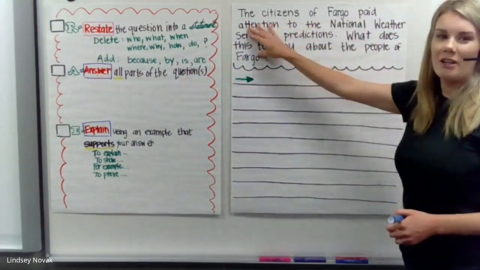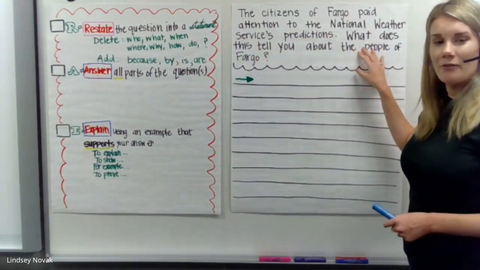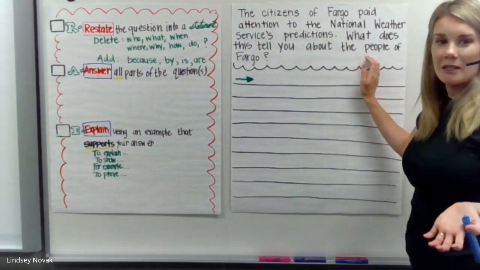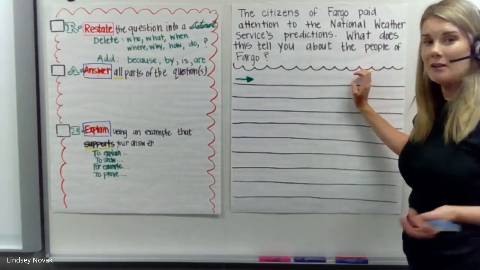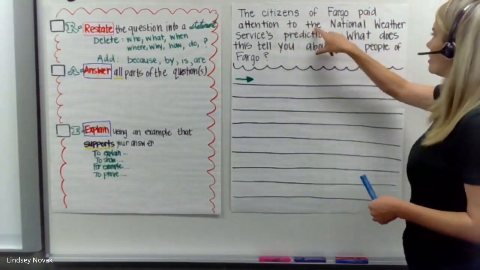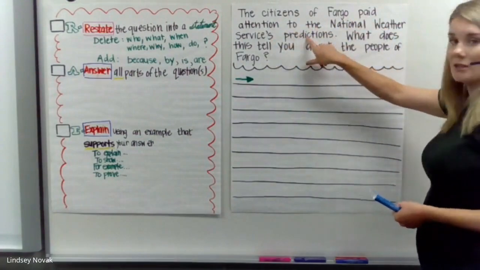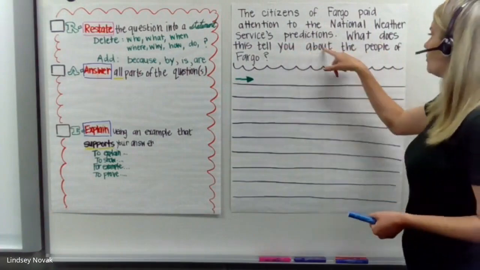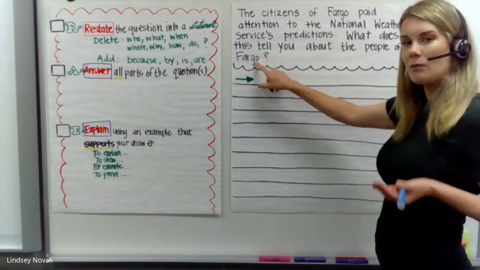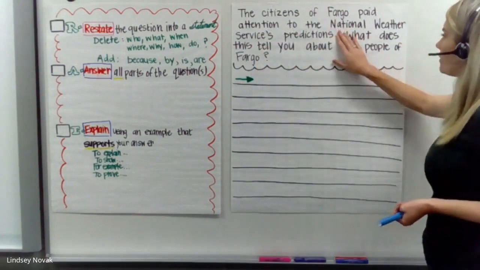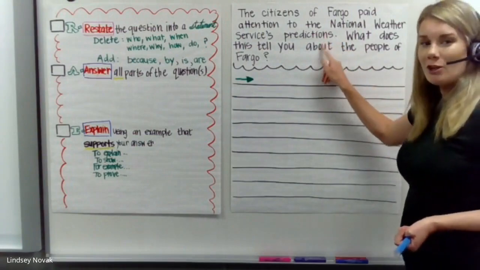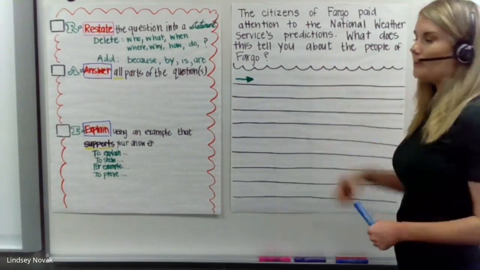So here's a question. It talks about the citizens of Fargo. We read a story about the citizens of Fargo and how they responded to the possibility of a flood. So this question says, the citizens of Fargo paid attention to the National Weather Service's predictions. What does this tell you about the people of Fargo? So let's look at what restating would look like. And this is an example of a question that also has a statement and a question. You want to use both, and I will show you what to do.